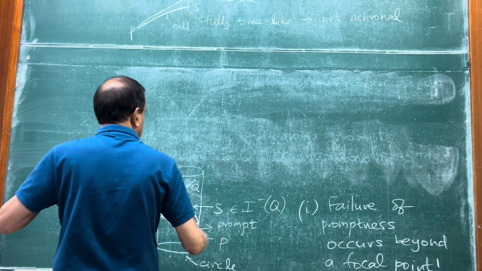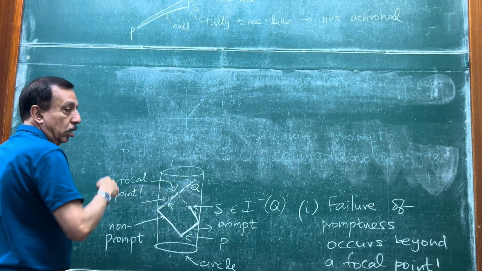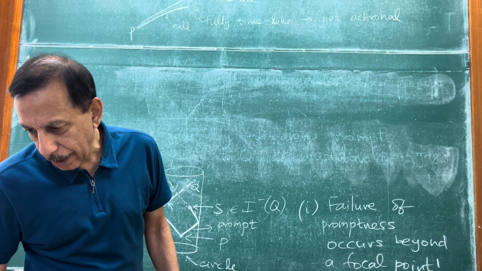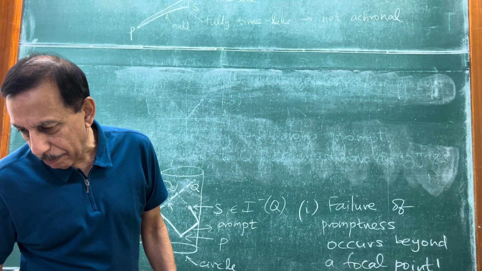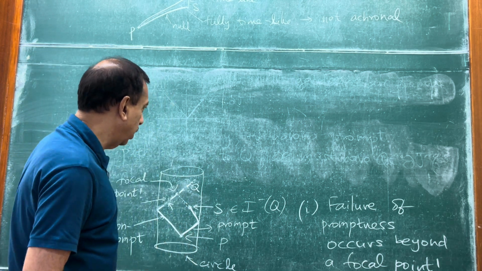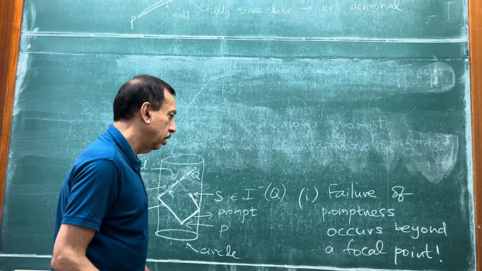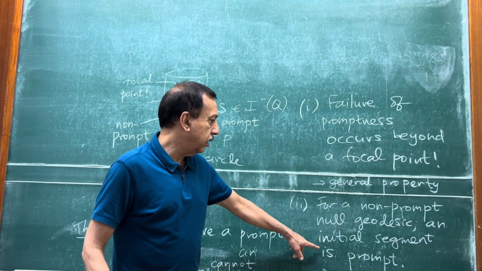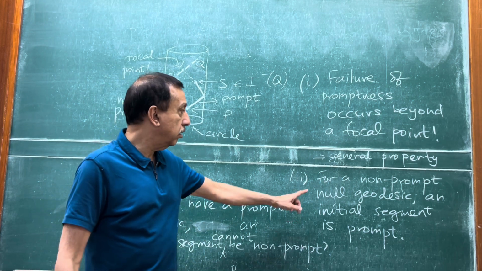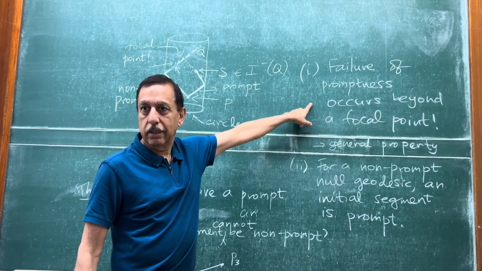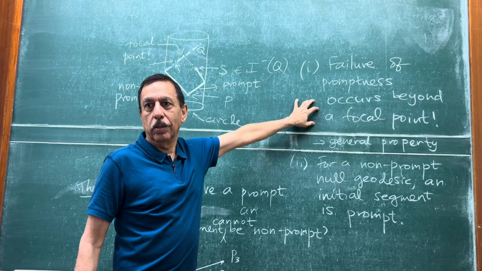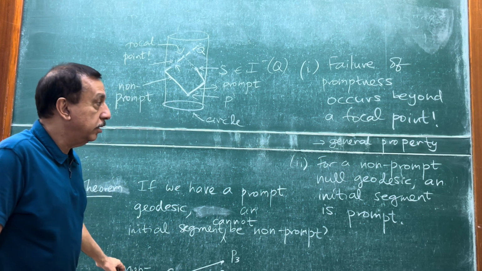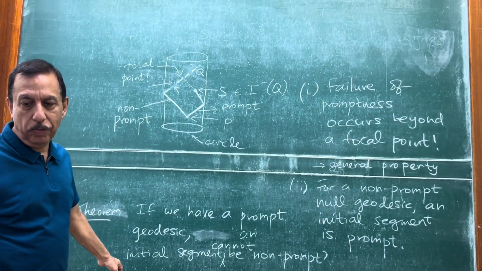Okay, now, and this is actually very important. So, again, it can be written as a theorem. This I already said it, but now I'm going to prove it. Maybe I wrote it already. I think it's this one. Yeah, it's this one. For a non-prompt null geodesic, an initial segment is prompt. This I haven't proved yet. I haven't actually proved either of these yet. But this one I will prove after I discuss focal points. So far we are staying away from discussion of focal points. So let's prove this one first. An initial segment is prompt even if the whole thing is not prompt.